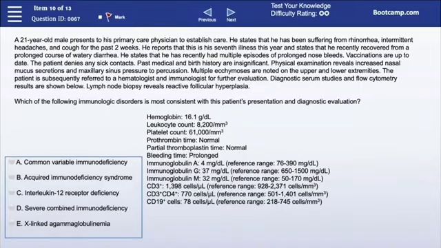You have 15 seconds to pause the video, read the question, and then we'll go through the answer.